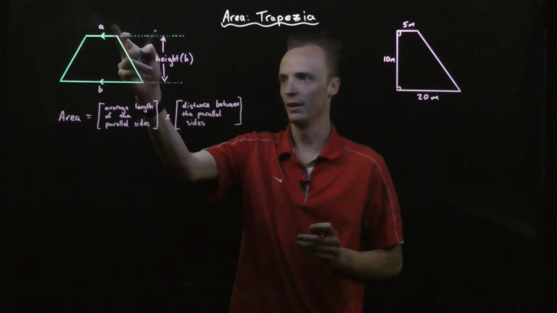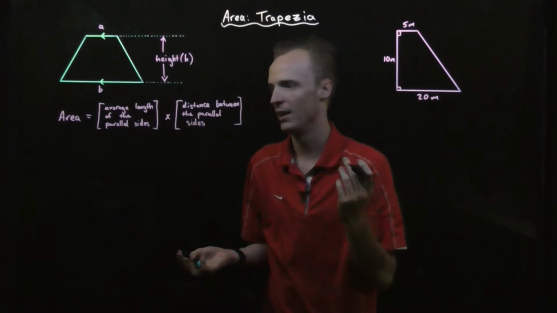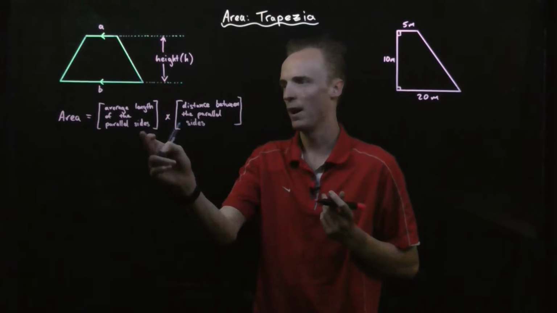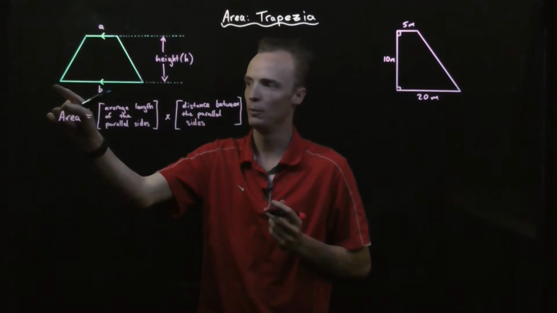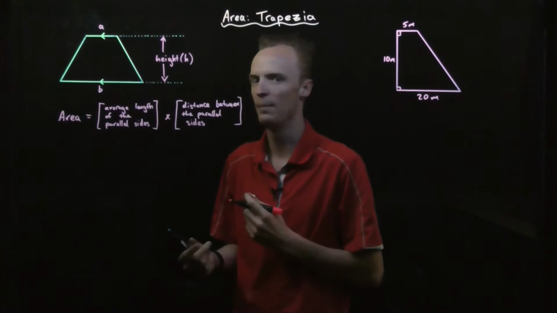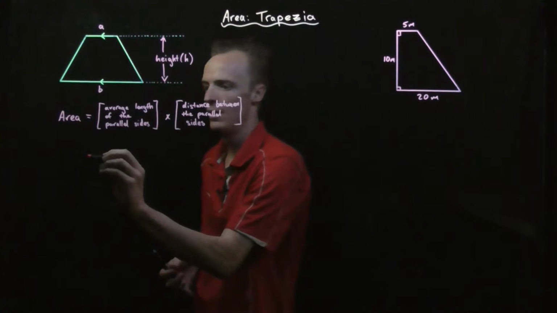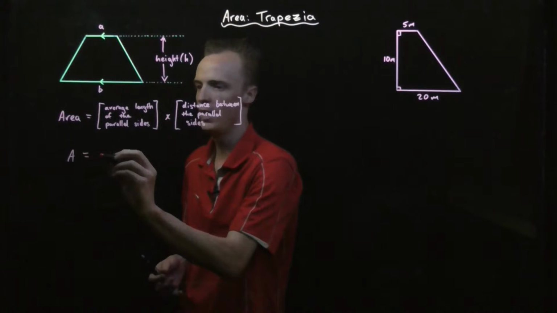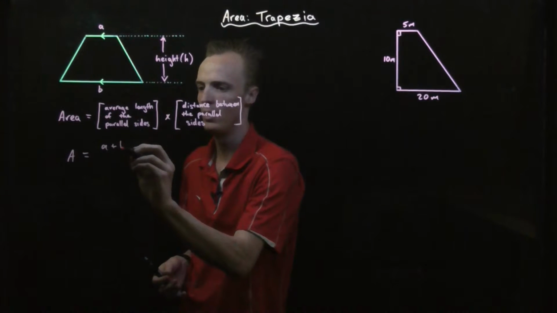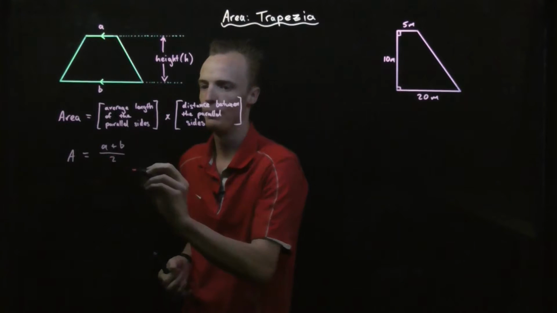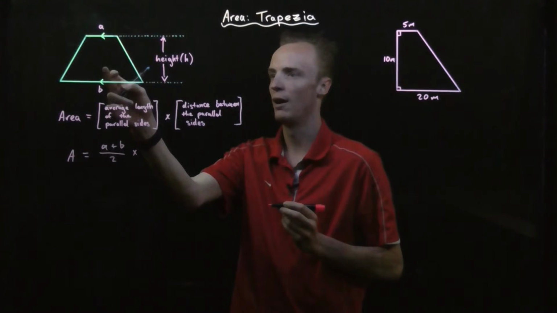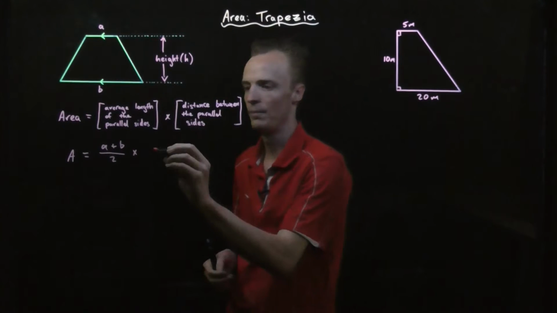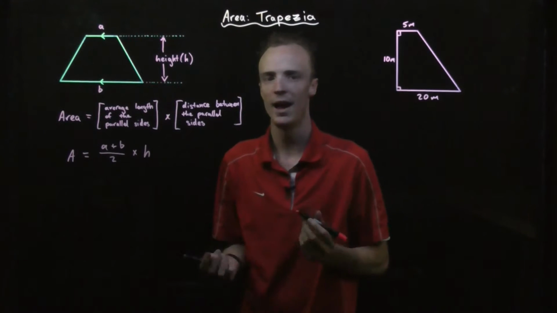Now, if we look at the letters that we use to name these things, the average length of the parallel sides can be found by adding the length of this one with the length of this one, so A plus B, and then dividing by 2. So this area is equal to A plus B, all divided by 2, but then we need to multiply by the distance between the parallel sides, which is our height here. So it's multiplied by H.